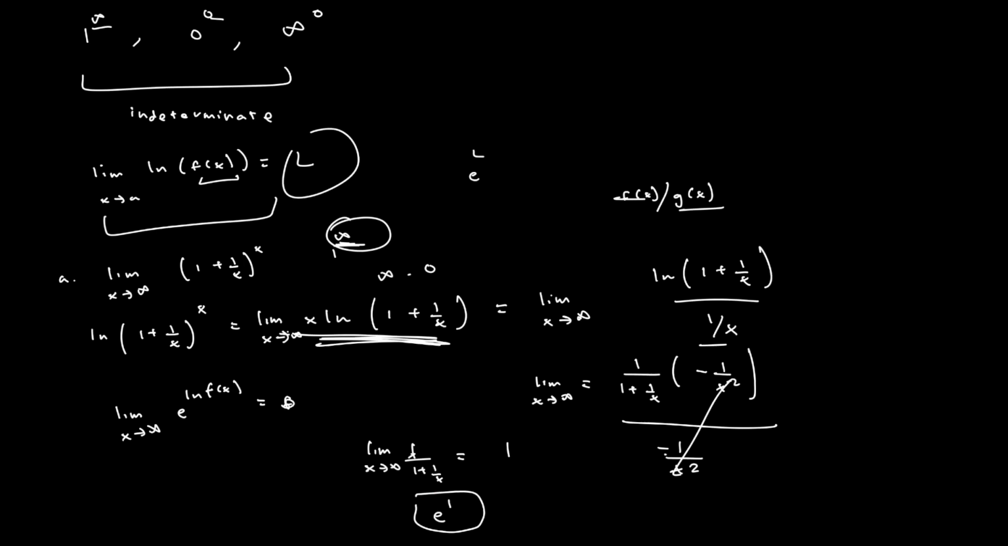Let's continue working with these indeterminate forms. So I want to find the limit as x tends to 0 from the positive side of x to the power of x. Again, the indeterminate form here is 0 to the power of 0. And the best way to work with it is using this logarithmic limit rule. So the natural log of x to the power of x is simply x times ln x.